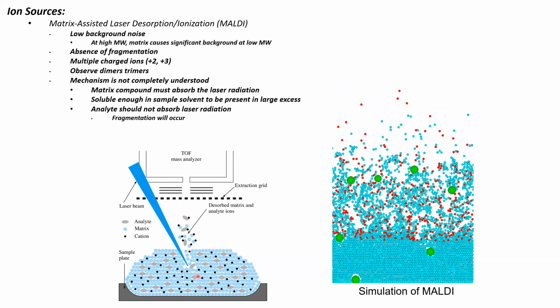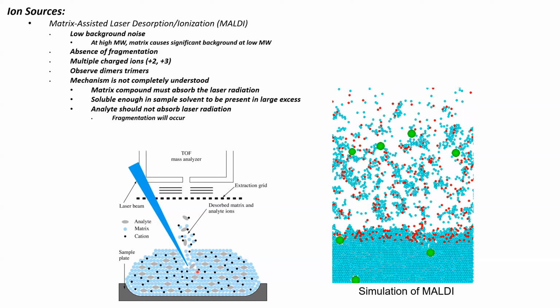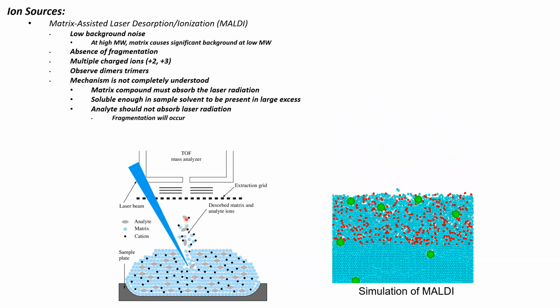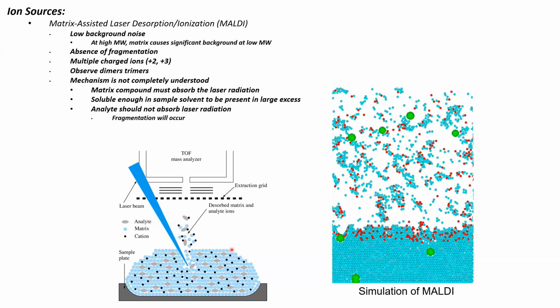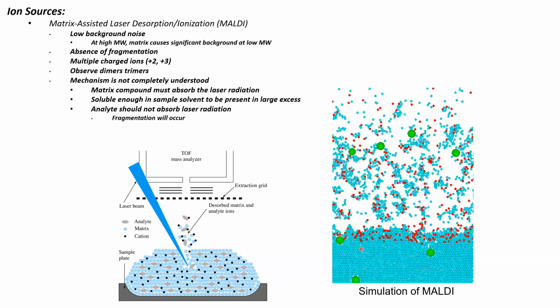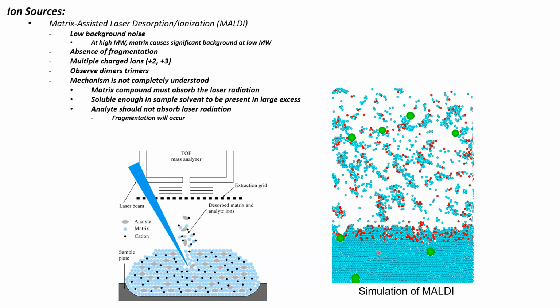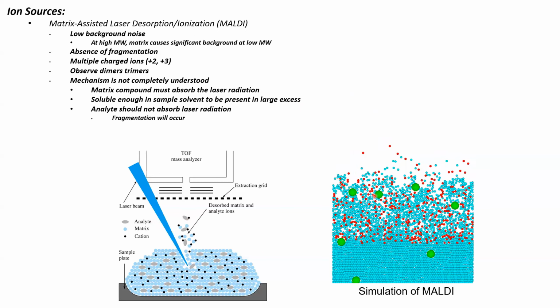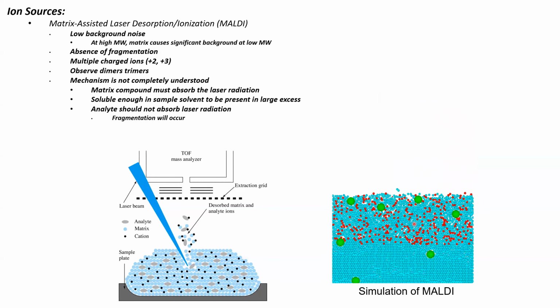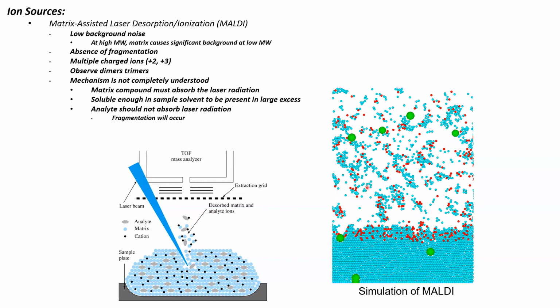So here's an example. We've got a laser beam coming in onto the surface, and it is going to desorb the matrix and analyte ions. The matrix should hopefully absorb the laser radiation where the analyte does not. And then they will pass through an extraction grid and into the time of flight mass analyzer. And here's a simulation of the MALDI process. We have the beam coming in. We've mostly got matrix and cations, and then some analyte molecules, these green spheres. Because of the laser, they are going to be desorbed from the sample plate.